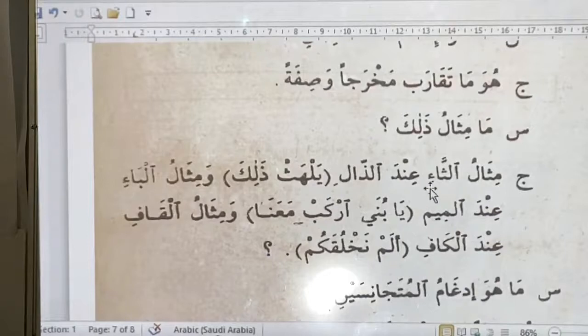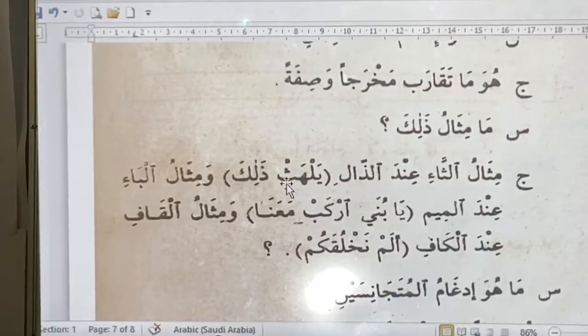مثال ذلك. So مثال الثاء, we have an example of tha. So here we have tha and dal. When you're pronouncing the tha and dal, you will notice that the area of tha is beneath the upper teeth. And then the dal is almost close to tha. You can just try to exercise it by reading it. When you read the tha and then the dal, you can tell that they are coming from the same makhraj, from the same area.